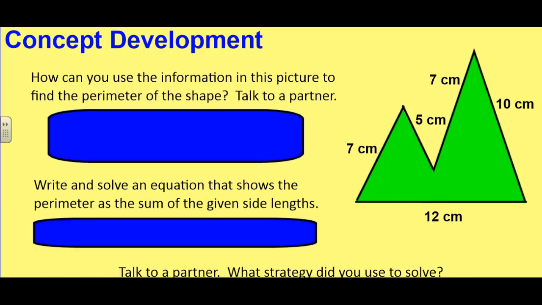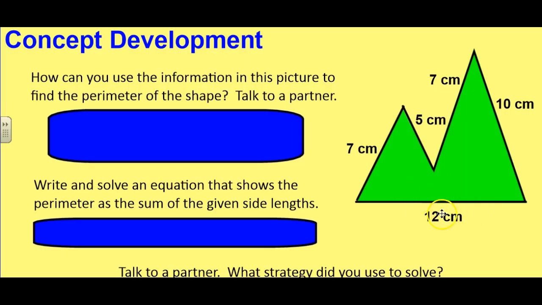Okay, we're going to move on to the next one. This is the same thing, except you see that this is an odd looking shape. It's just like two triangles in one, so you've got to look at all of the side lengths carefully and make sure you're adding all of them up together. So on your piece of paper, add all of these side lengths up together to find the perimeter.